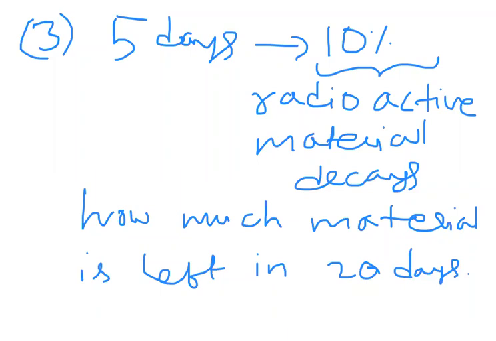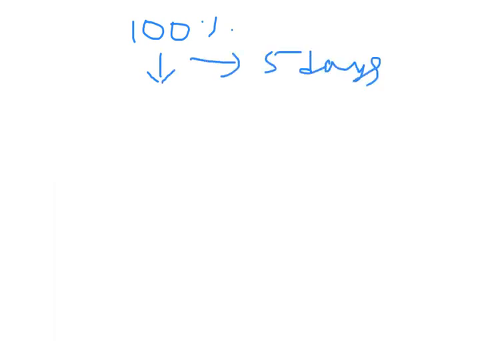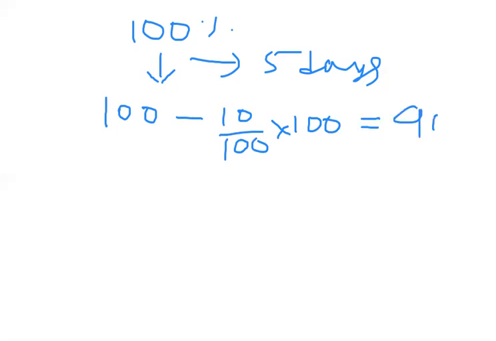For 5 days, 10% decays here. Now, suppose initially it is 100%. In 5 days, what will happen, beta? In 5 days, 10% is reduced. That means (100 minus 10)/100 into 100, that is nothing but 100 minus 10, which is equal to 90%.